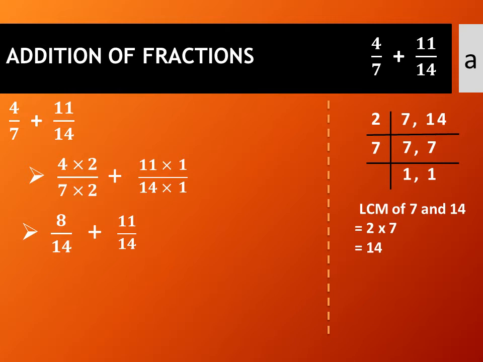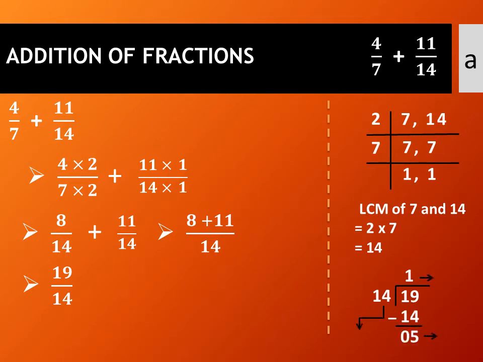Now denominators are same. So we can easily add the fraction. 8 plus 11 is equal to 19. So the fraction is 19 upon 14. But see, the 19 upon 14 is an improper fraction. So we convert them into mixed number. Everyone knows how we will convert into mixed number. So the answer is 1 5 upon 14.